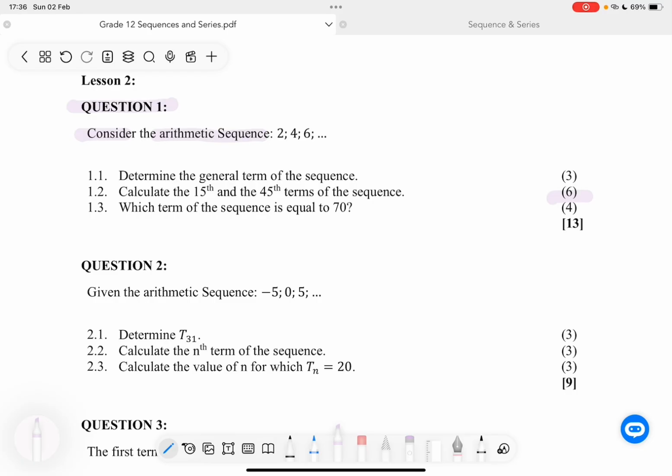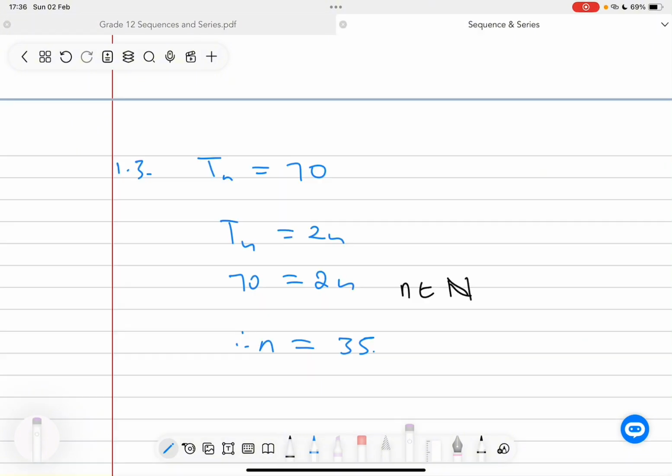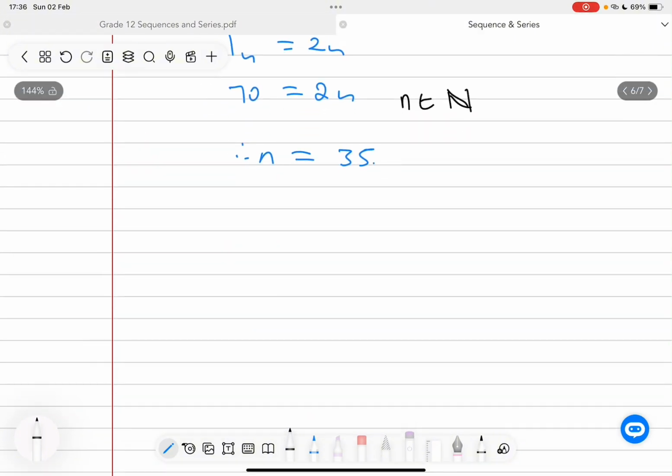Going on to question 2, we are given an arithmetic sequence that is defined by these numbers: -5, 0, and 5. The interesting thing here is that we are told that this is an arithmetic sequence. In other words, we have a good starting point: a -5, a 0, and a 5. So this means already we know that there is a common difference, because they're saying it's an arithmetic sequence.